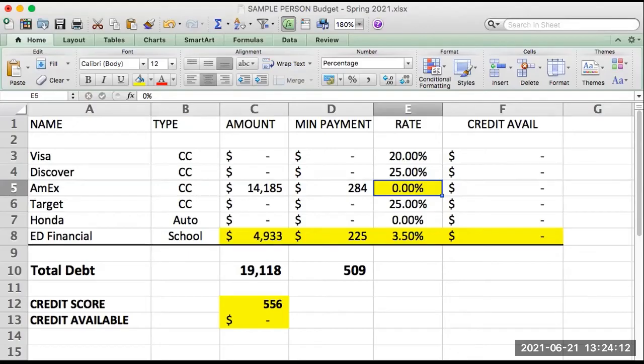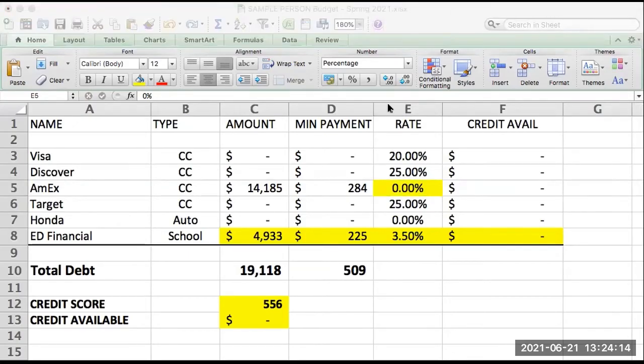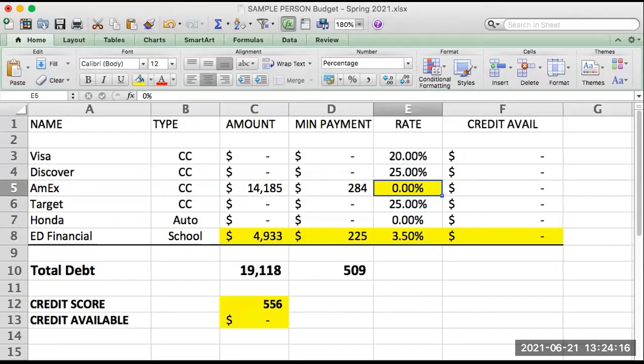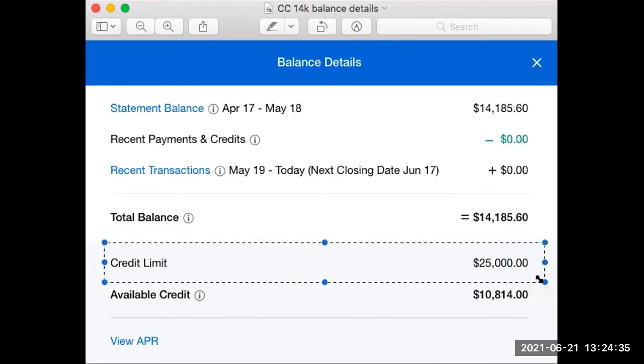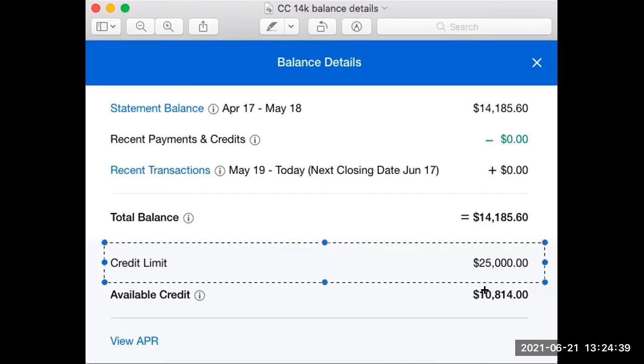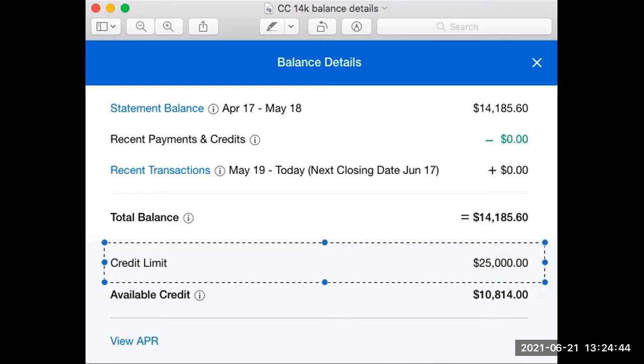Now, we didn't see anything there that showed the remaining credit. So let's go and, of course, look through. We have to click again on the same card. Now, this is that card, 14,000 and change owed. I think there's a payment made recently. Credit limit is $25,000 on this card. 14,000 of it is being used. So there's just under 11,000 left. So let's go and put that in.